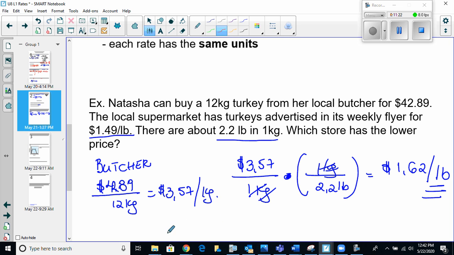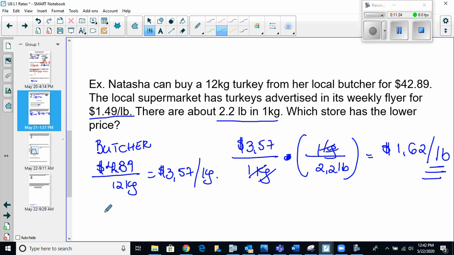So the lowest price is at the local supermarket.